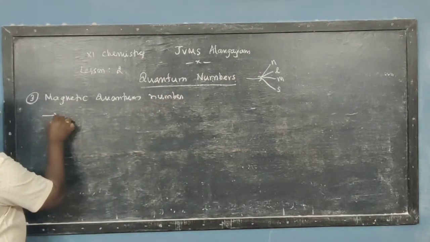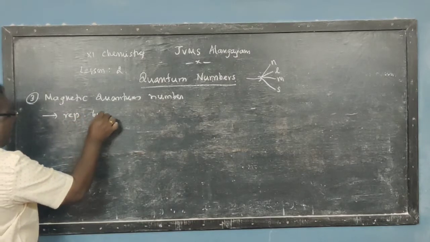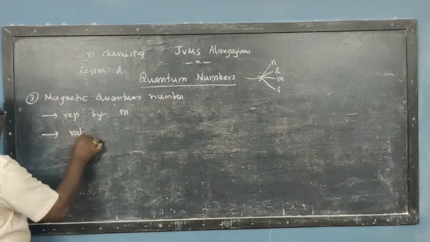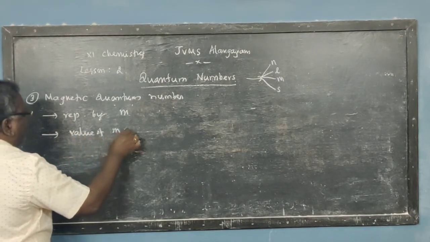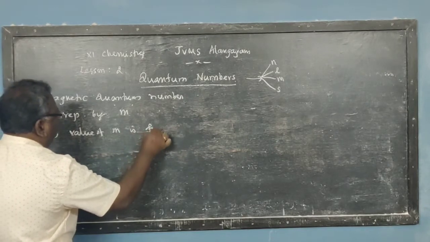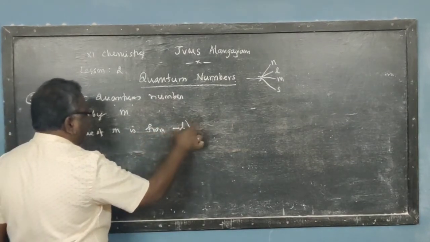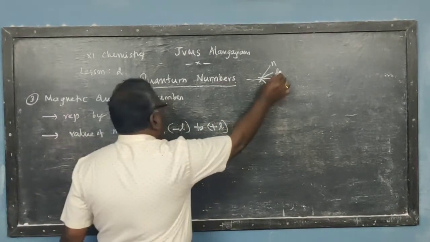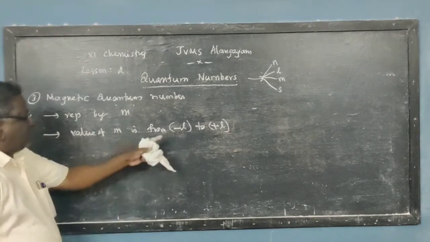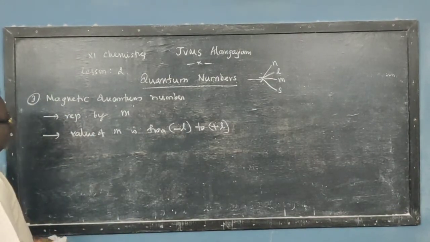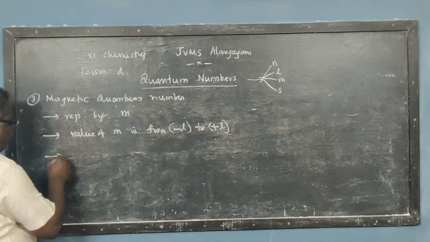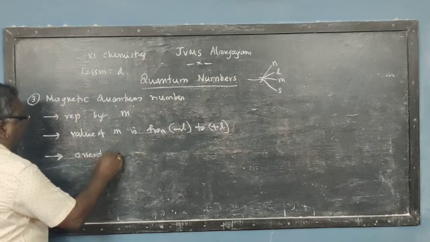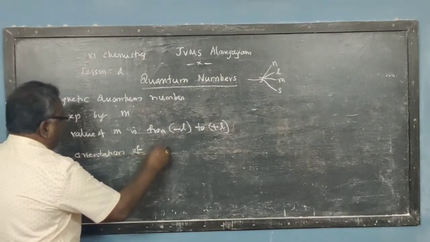So the magnetic quantum number is represented by the letter M. The value of M is from minus L to plus L. We know what L is. L is the angular momentum quantum number. Based on that only, the magnetic quantum number depends. M indicates the orientation of the electron.